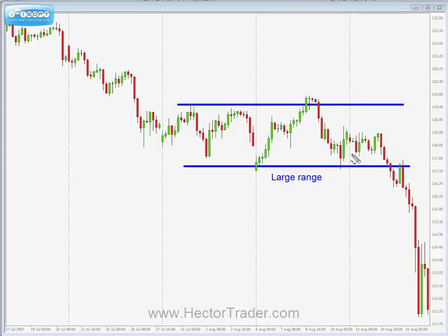If before we were saying that a small range should perhaps be made out of, let's say, 15, 20, 25 bars, a large range will probably be made out of 40, 50, 60 bars even. That's a pretty large range.